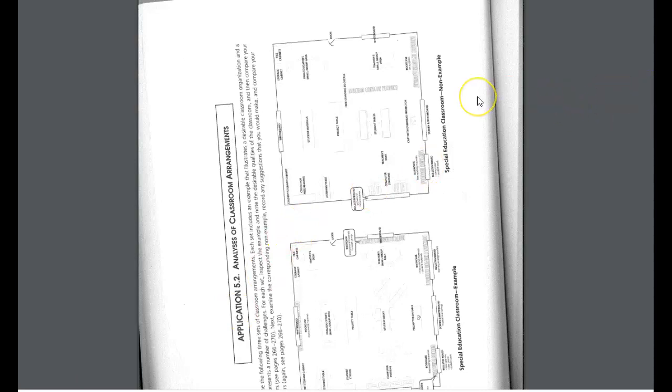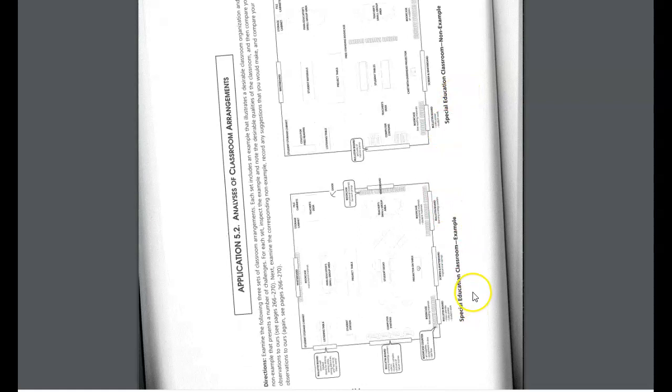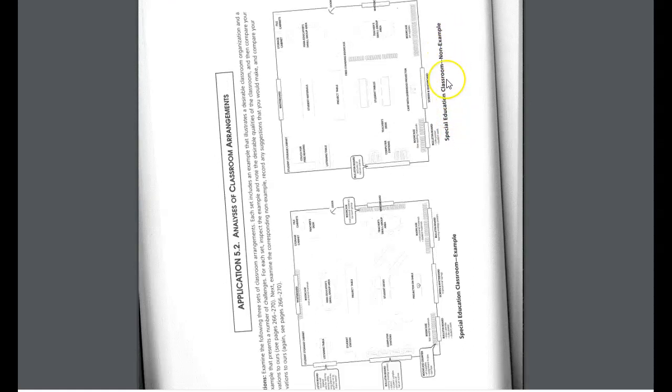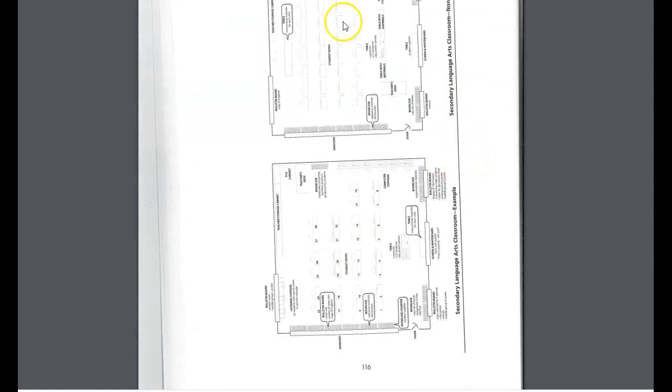For some reason, I didn't copy. I was trying to find a document camera, we call it a ladybug camera, and I couldn't find one anywhere that was easy to move. So I decided I would just scan the pages. But this is what it looks like. The first one says special education classroom example. And then that one says special education classroom non-example. Then the next one is secondary language arts classroom example and non-example. And I somehow missed copying the primary classroom example and the primary classroom non-example.